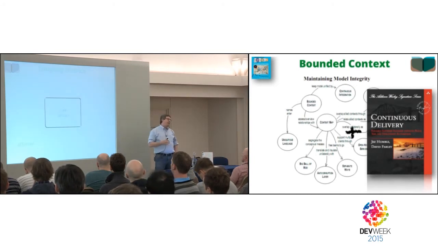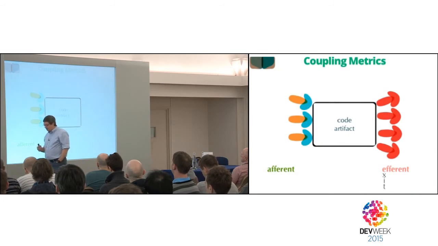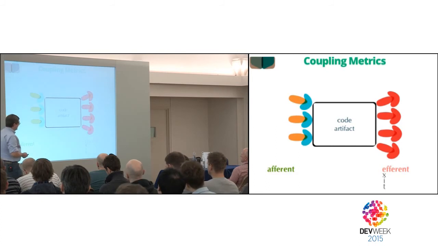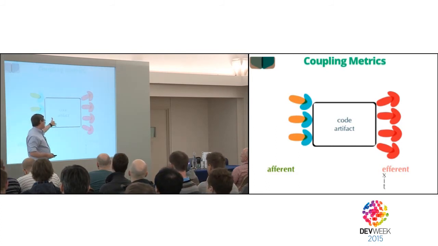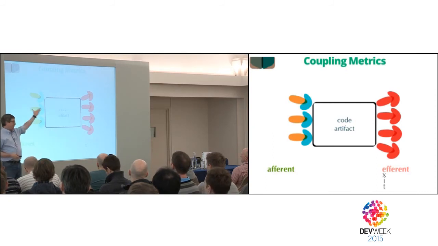For any code artifact that you have, this could be a package or a namespace or a class, the afferent coupling is the number of incoming connections or references to that class, and the efferent coupling is the number of outgoing connections. The easy way to remember this, because these are very similar words, is that efferent coupling, the outgoing connection, starts with the same first letter as the English word exit, and so that's how you know those are the outgoing ones versus the incoming ones.